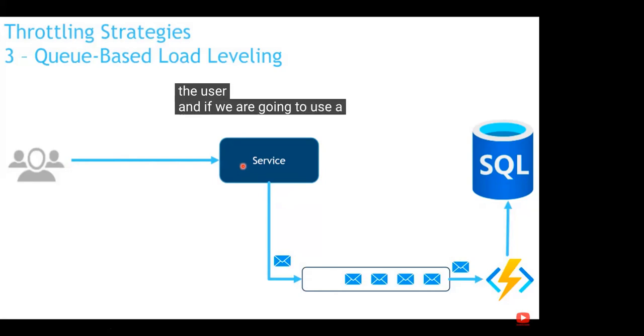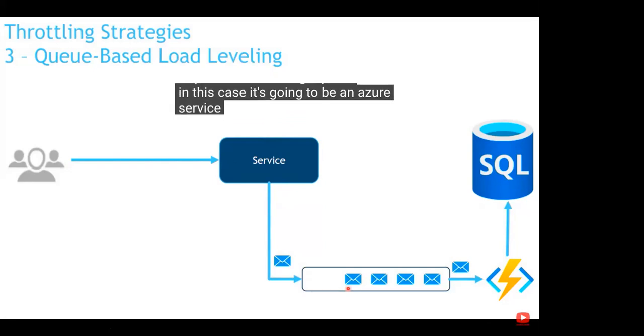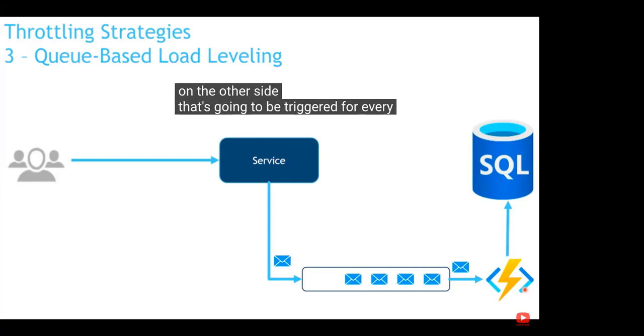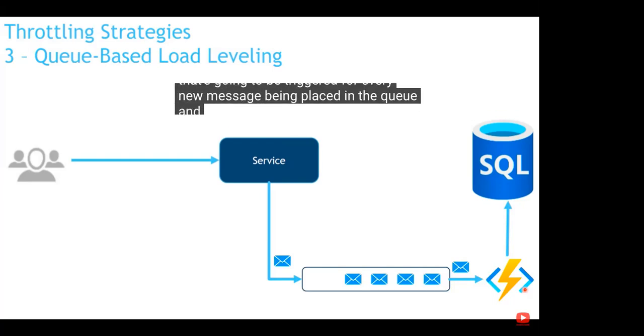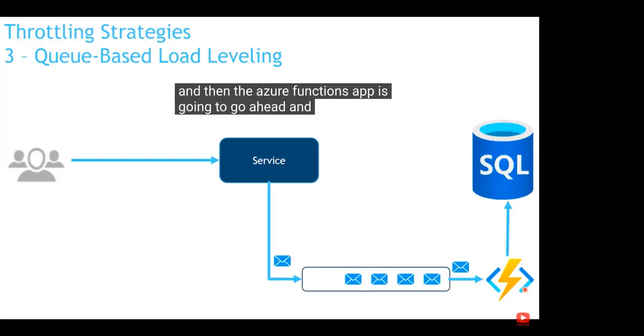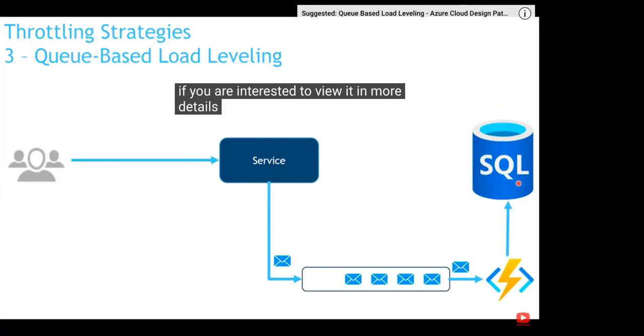And if we use a queue-based load leveling pattern, which is as simple as buffering the requests in a message queue, in this case an Azure Service Bus, and then we have an Azure Functions app on the other side that's triggered for every new message placed in the queue, the Azure Functions app is going to execute these requests against the SQL database. So the queue-based load leveling pattern could be used as one of your throttling strategies. And I'm going to put a link for the queue-based load leveling pattern if you're interested to view it in more detail.